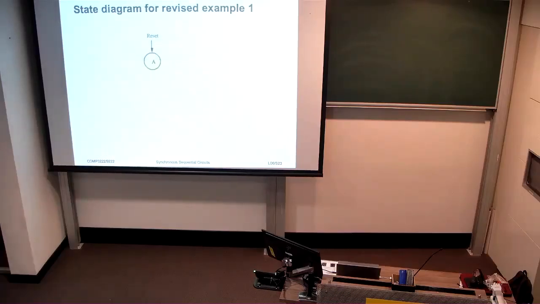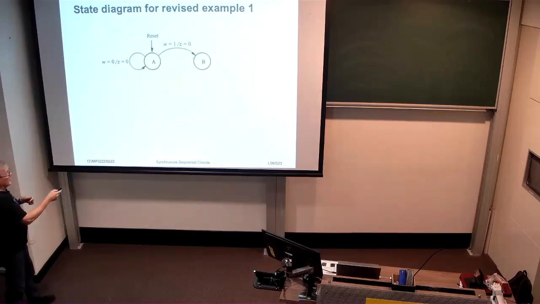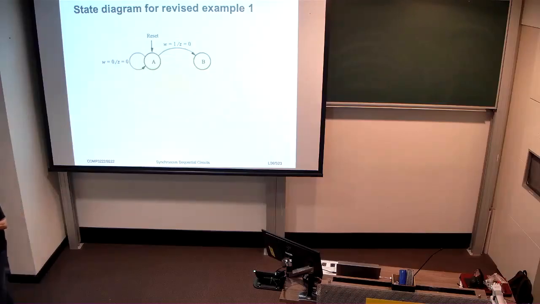So if we go through our analysis again, then we have our reset state A. If in A we get a 0, we stay in state A, and the output should be 0, right? But if in state A we see a 1, then we're going to go to a state that acknowledges the fact we've seen a 1 in the previous clock period, right? Of course, we haven't seen 2 1s in a row yet, so the output should still be 0.